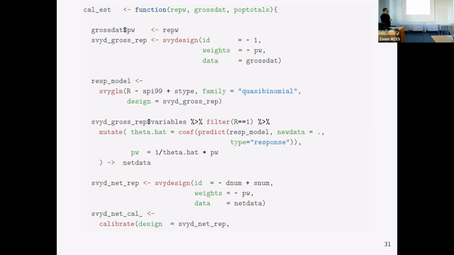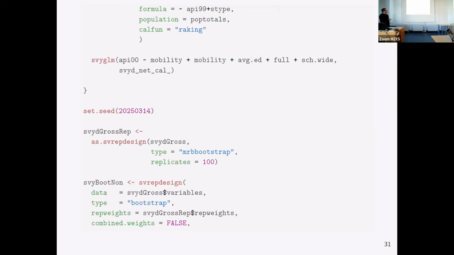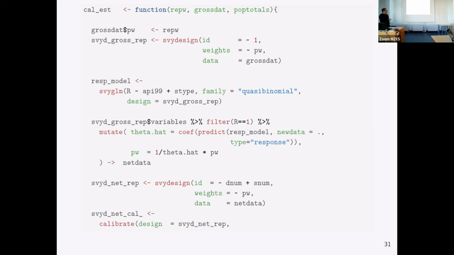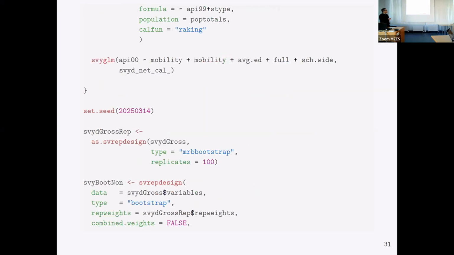It's the incoming replication weight from here, adjusted by the estimated response propensity. So then I have a new survey design object, PV, with the replication weights adjusted by the estimated response propensities. And here, this line calibration starts, as you've seen before. Now I'm using that survey design object, and I'm going to calibrate it on the same information as before. And then I'm estimating the regression that I'm interested in.